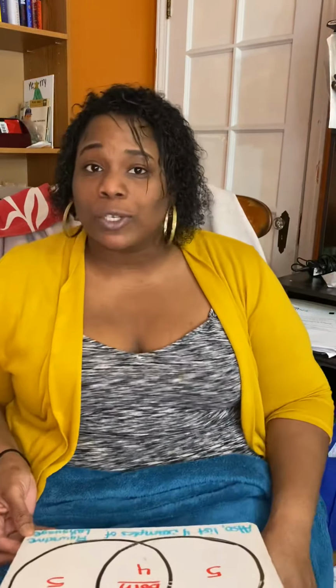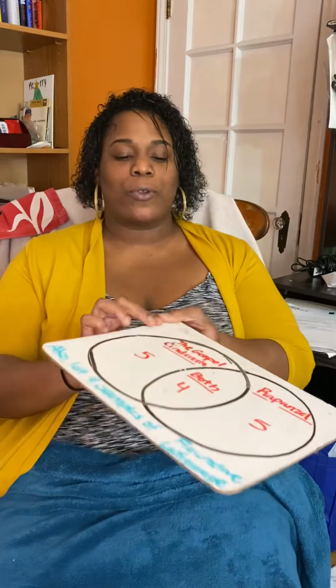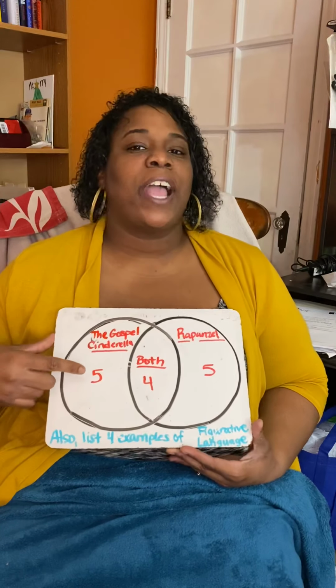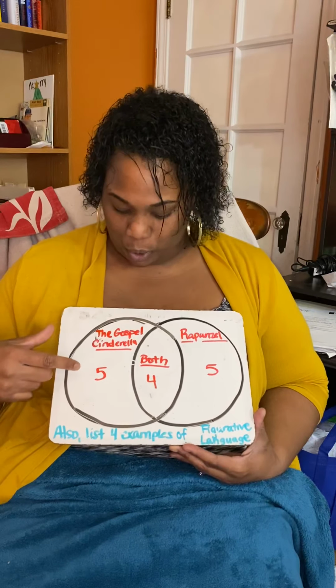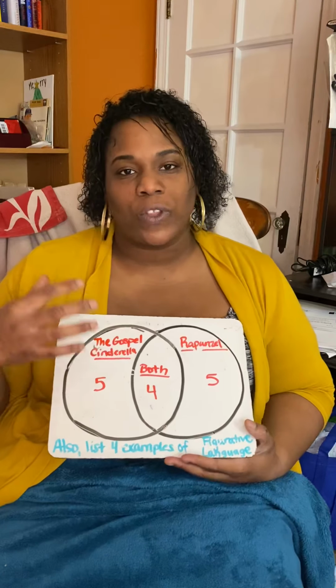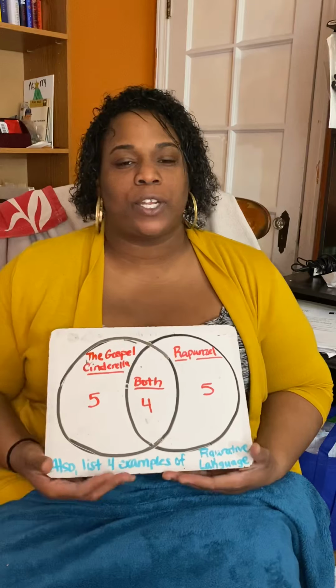The end. All right, so that concludes our reading of the Gospel Cinderella and Rapunzel. So what you are going to have to do now is get a blank piece of computer paper or some notebook paper or some poster board, whatever you have, and you are going to create yourself a Venn diagram. You are going to tell me 5 things about that fairy tale that only happened in the story, the Gospel Cinderella.